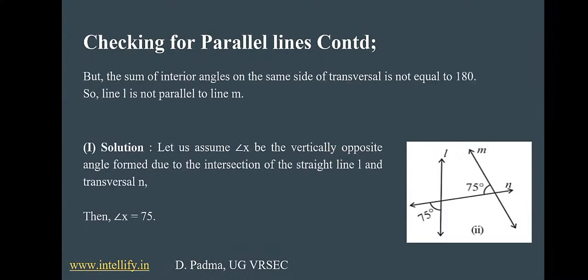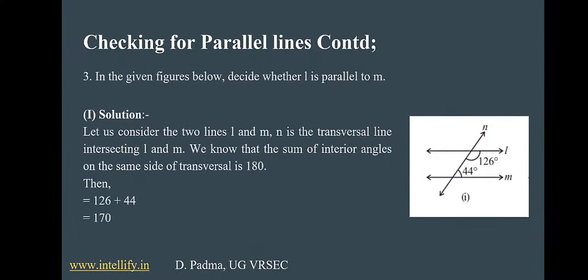But the sum of interior angles on the same side of the transversal is not equal to 180. So line L is not parallel to line M. Here we didn't get 180 degrees, so the lines are not parallel.